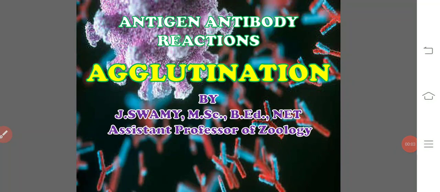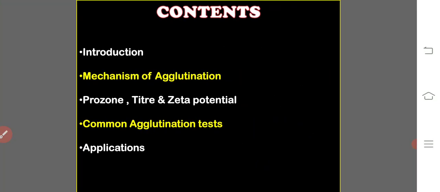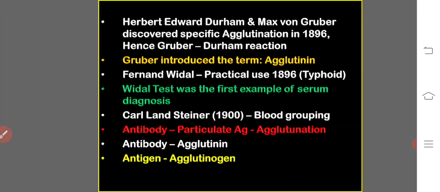Hi viewers, in this class we are going to discuss the agglutination antigen antibody reactions. Apart from the antigen antibody reactions, we are going to discuss the specific reaction which is known as the agglutination. Under this topic we will talk about introduction to the topic, mechanism of agglutination, prozone, titer and the zeta potential, and various common agglutination tests and the applications of agglutination reaction.